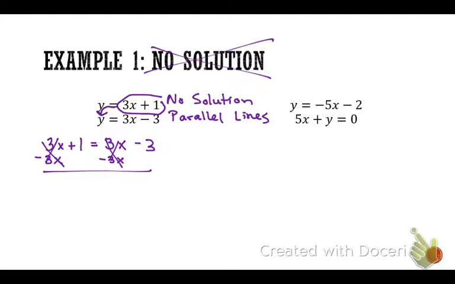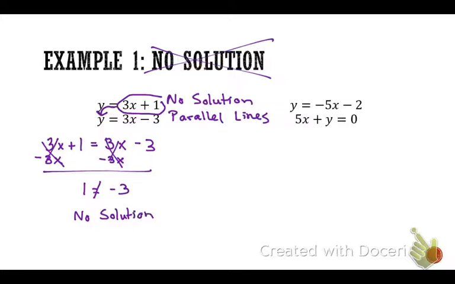If my x's cancel right now, I know I have a special solution. Bring the rest down. Is it true that 1 equals negative 3? No, it is not. This is no solution.